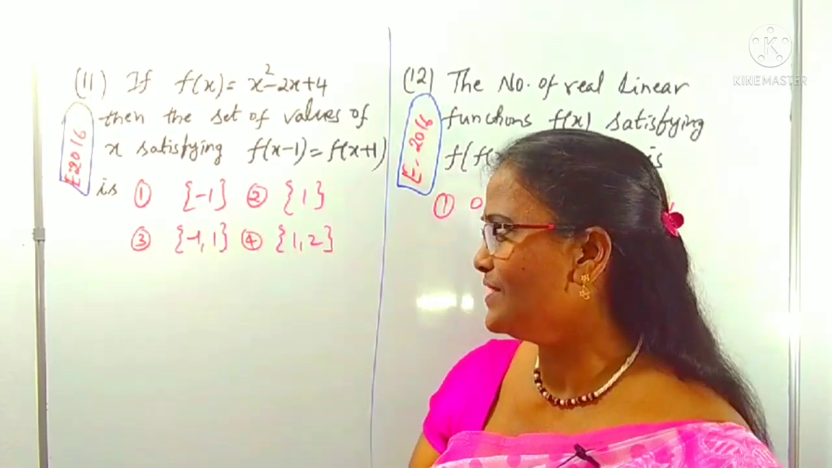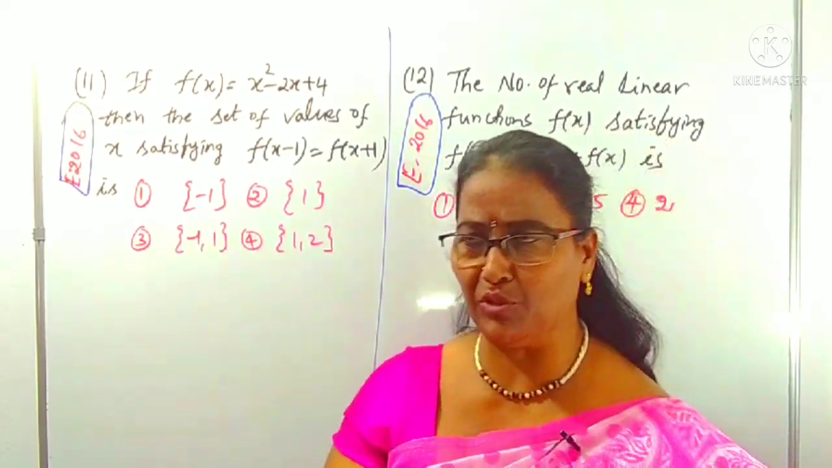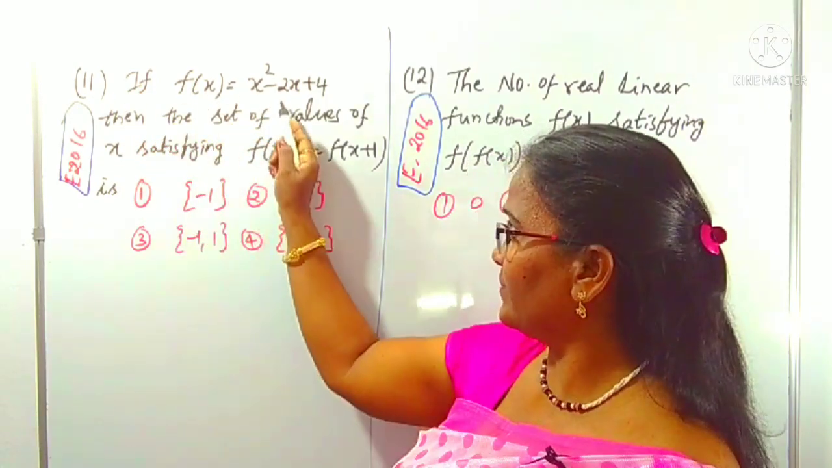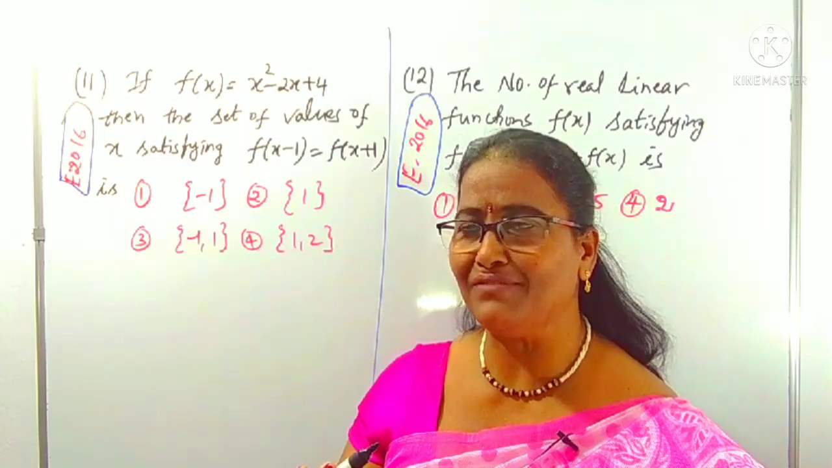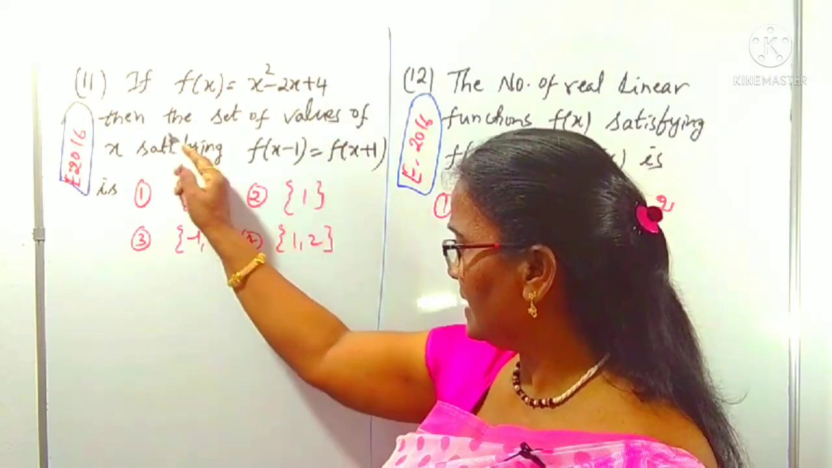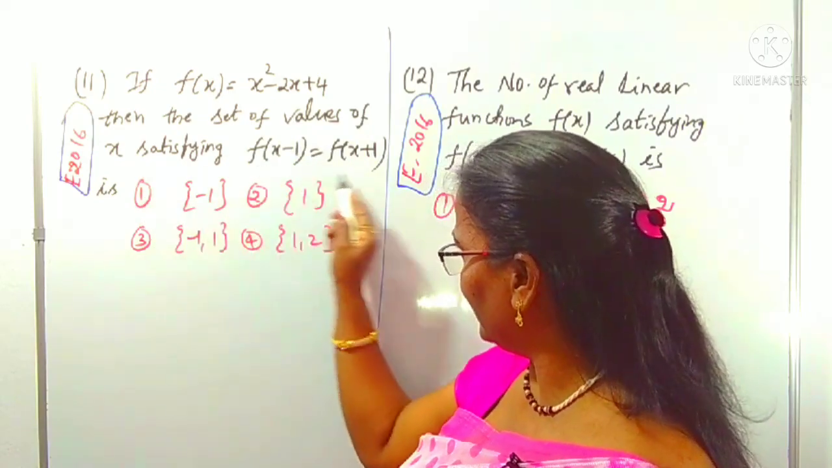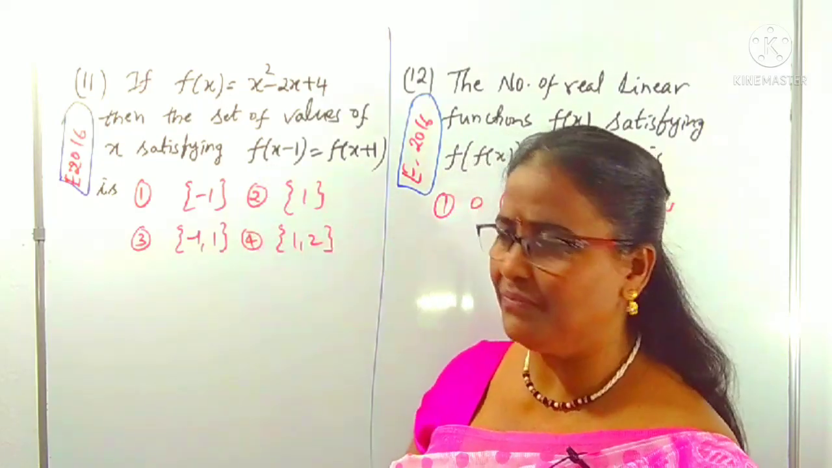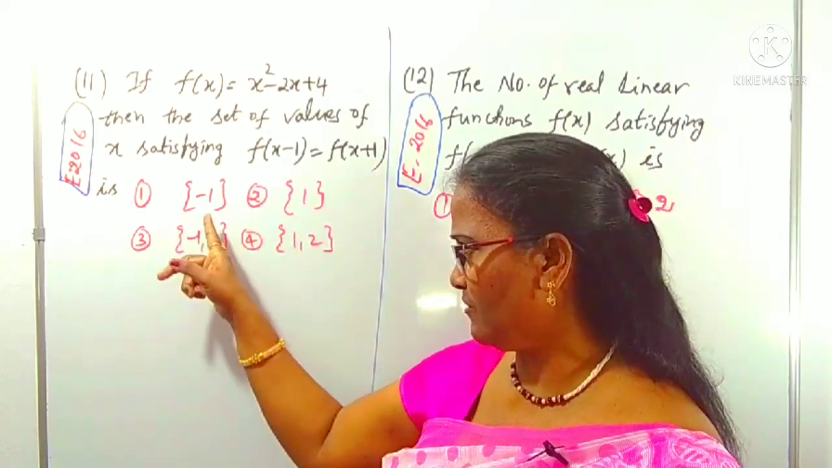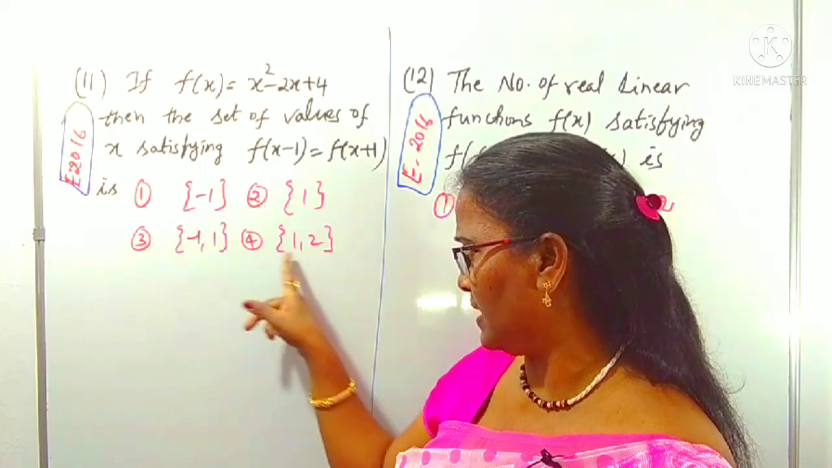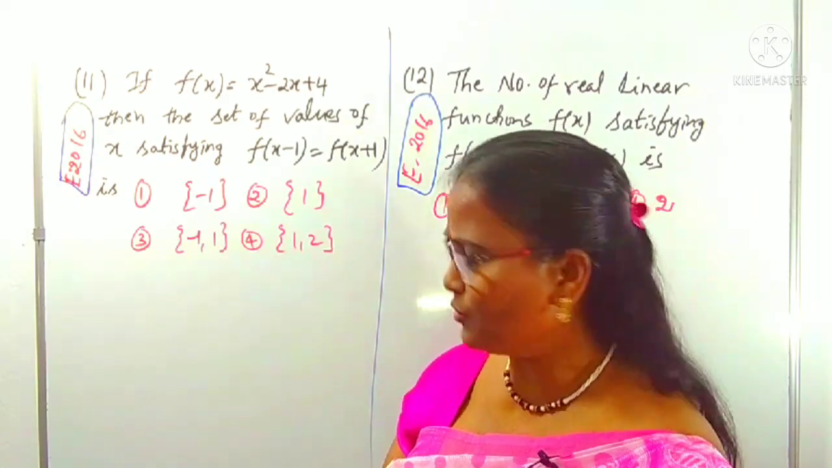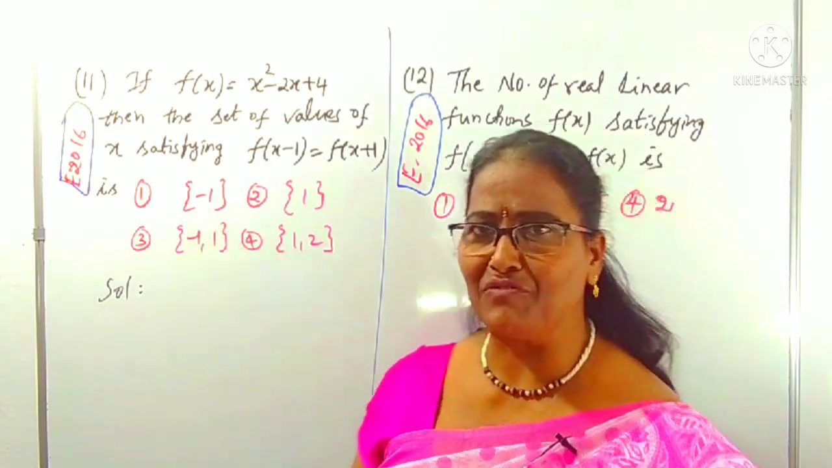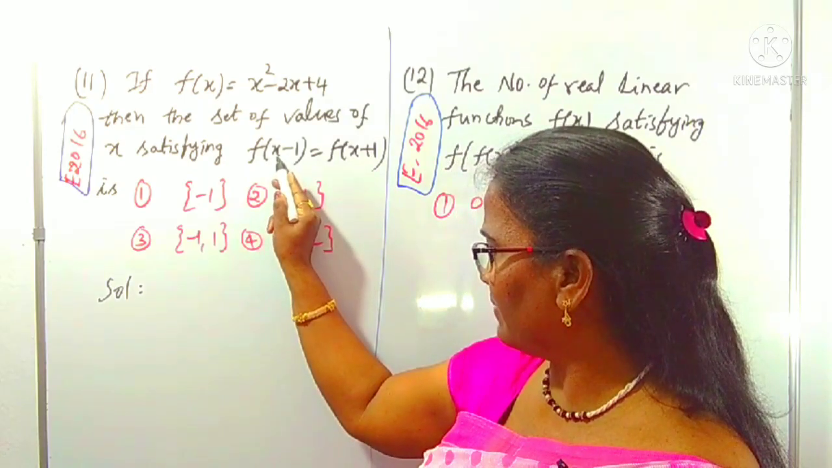So simple questions. What are these questions? The simple way I am doing this is, first of all, the 11th one: if f of x is defined as x square minus 2x plus 4, then find the set of values of x satisfying this equation. Sets like minus 1, 1 and 1, 2 are given. I am just using option verification without calculating anything. So first of all, using the first option, minus 1, by taking minus 1 on the left side, what happened here?